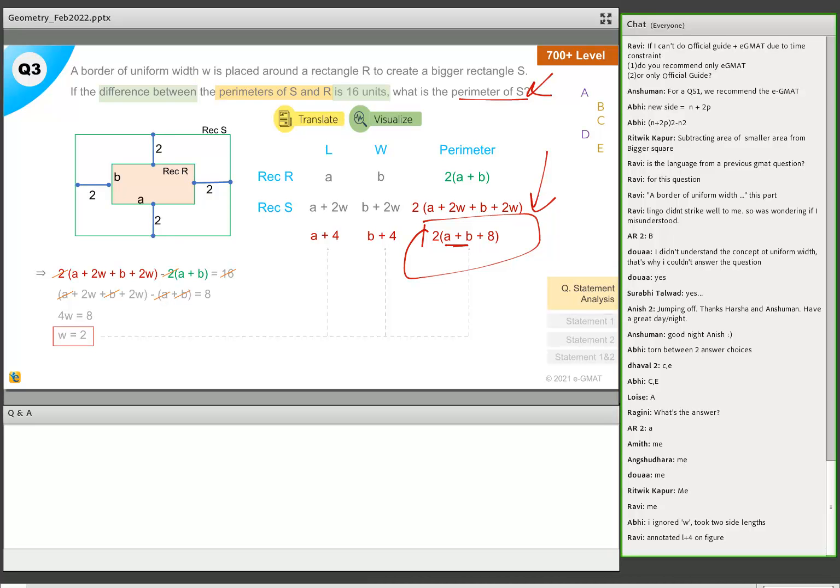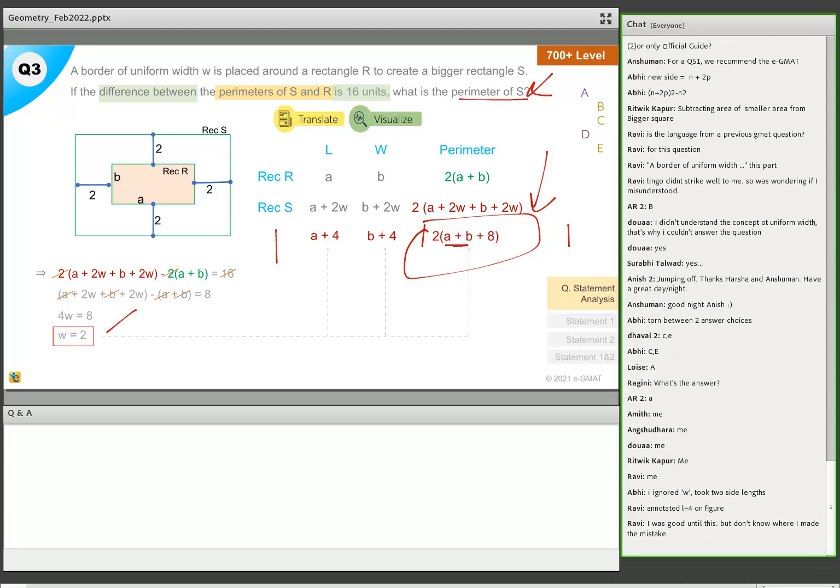But if you had figured out W, you could have figured out everything about the problem right here. So what seemed like a more complex question actually boils down to this. If you find a plus b, you can find the perimeter of the bigger rectangle. And each of the sides is just a plus 4 and b plus 4. I was good until this, but I don't know where I made the mistake. So good. You just have to go back and see where you lost the ball.